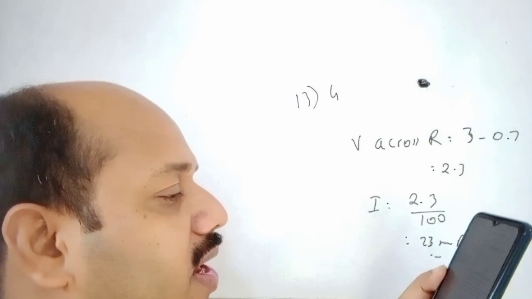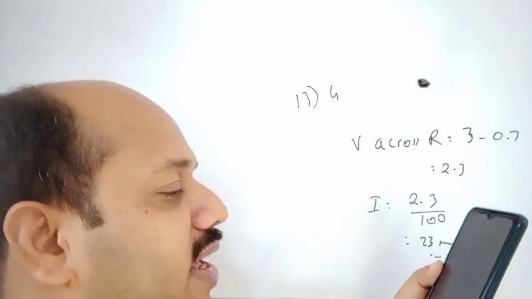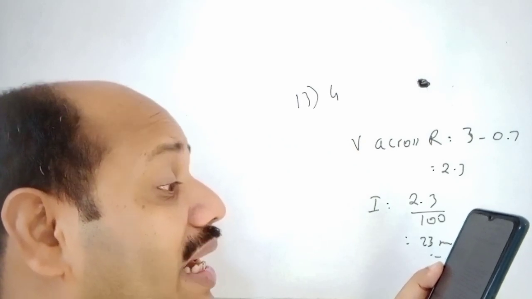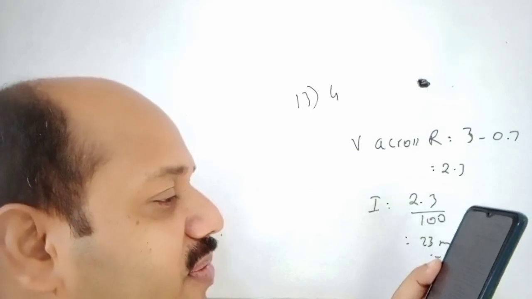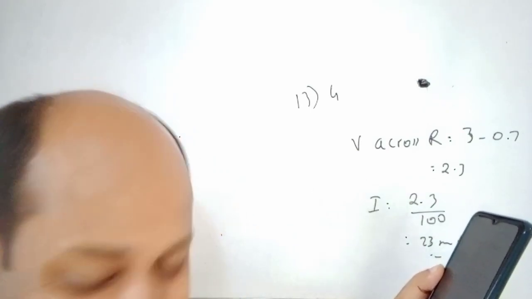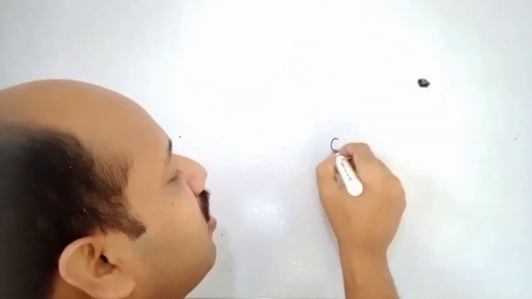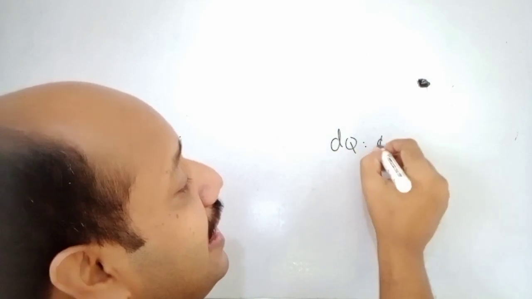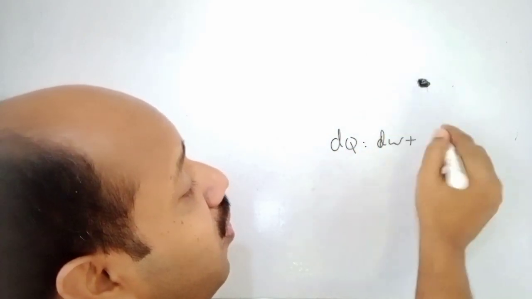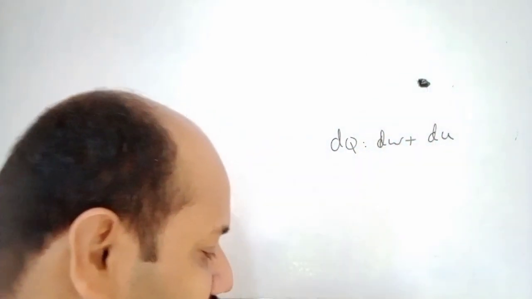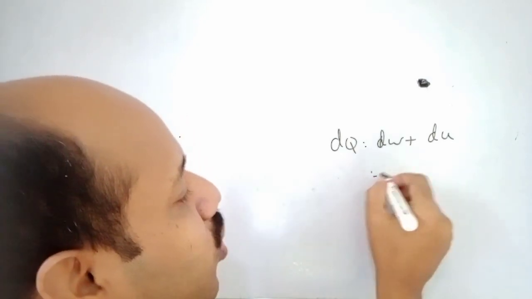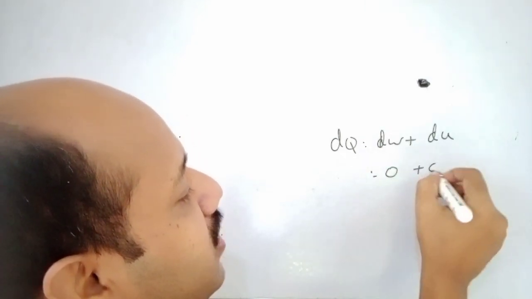14th question. In a given process of an ideal gas, work done is 0 and dQ is less than 0, that is negative. Then for the gas, just apply the first law of thermodynamics. On applying the first law, dQ is equal to dW plus dU. They give dW as 0, so dQ equals 0 plus dU.